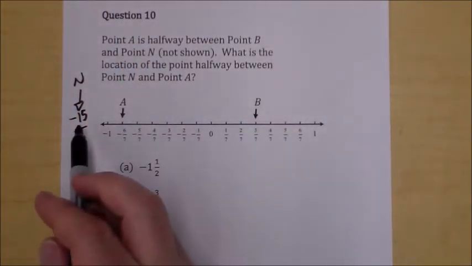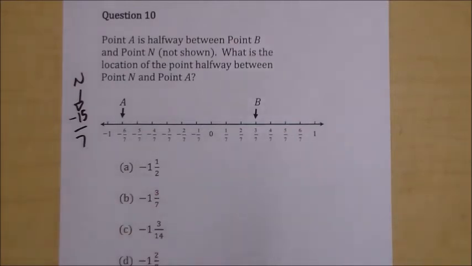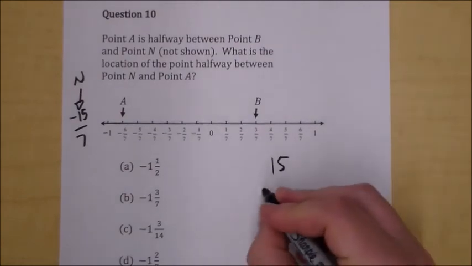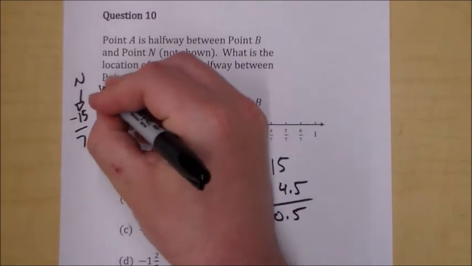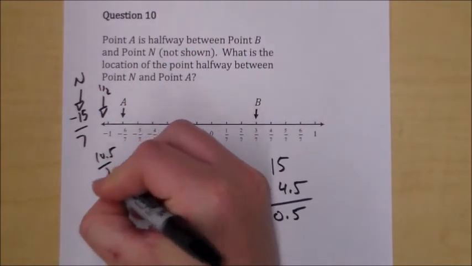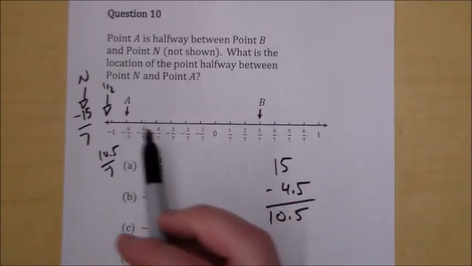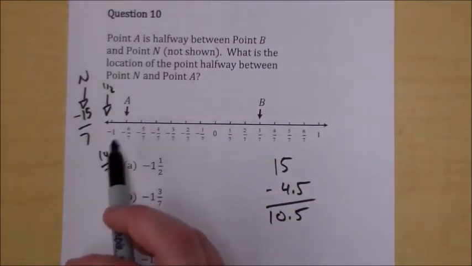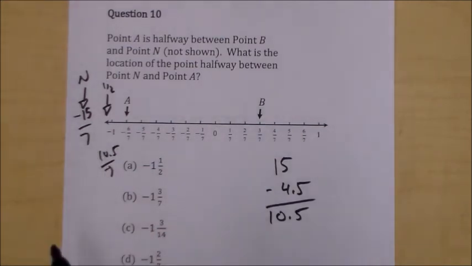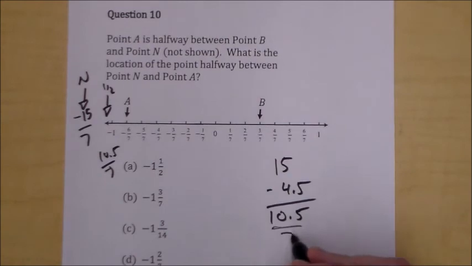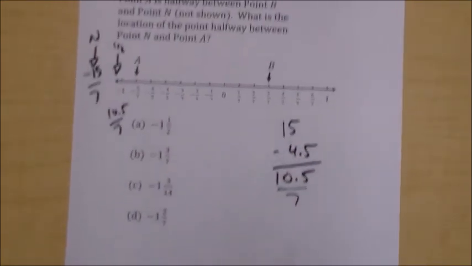And we want to go halfway between negative 15/7 and negative 6/7. So we have to go halfway, which is 4.5, because 4.5 is half of 9. So 15 minus 4.5 is 10.5. So there we go. Halfway would be 10.5/7, right? Because 4.5 plus 6 gets us to 10.5, and 15 minus 4.5 gets us to 10.5. Okay, so we're good. But there's no 10.5/7 in our answers.